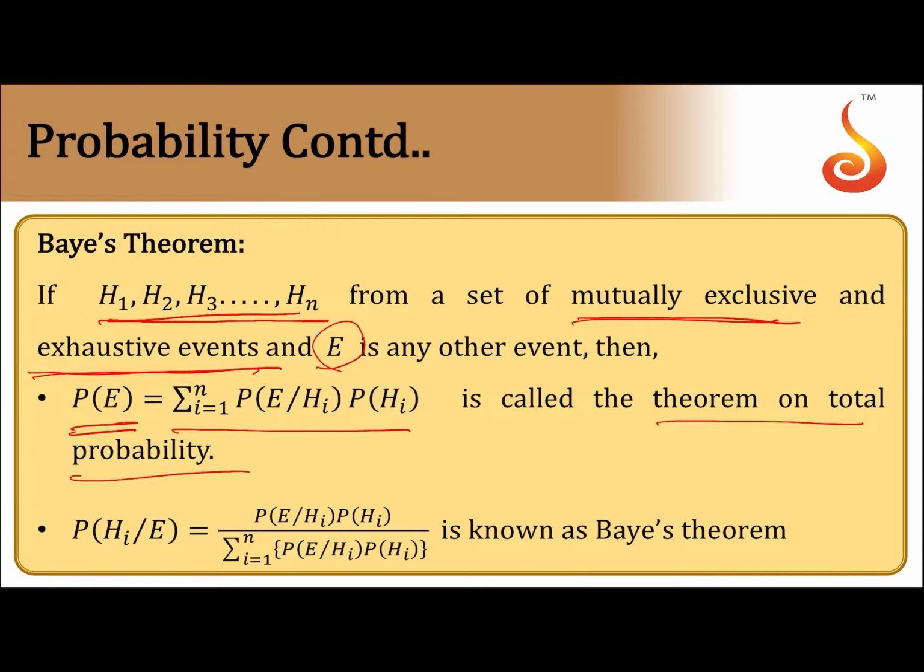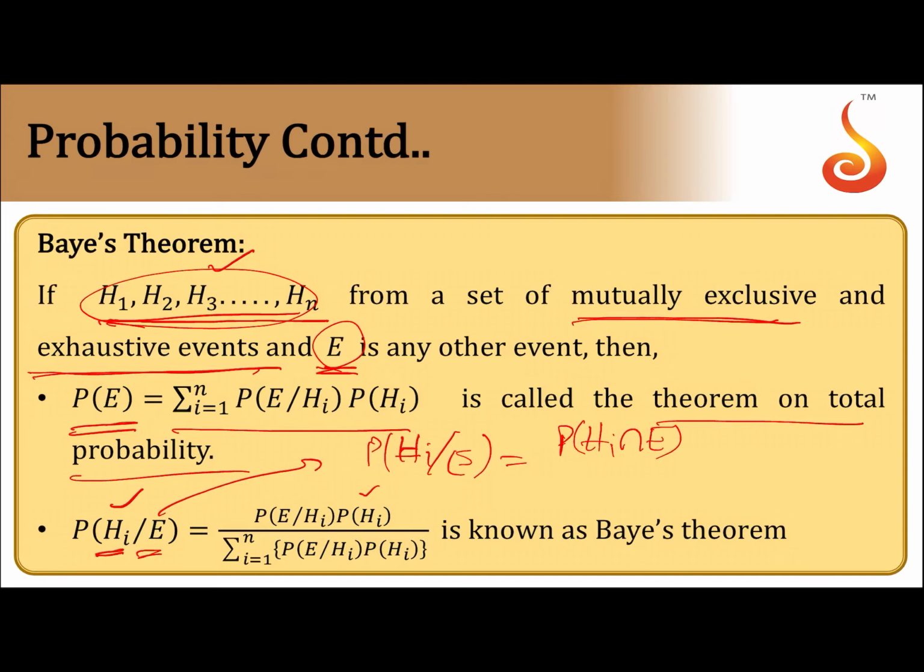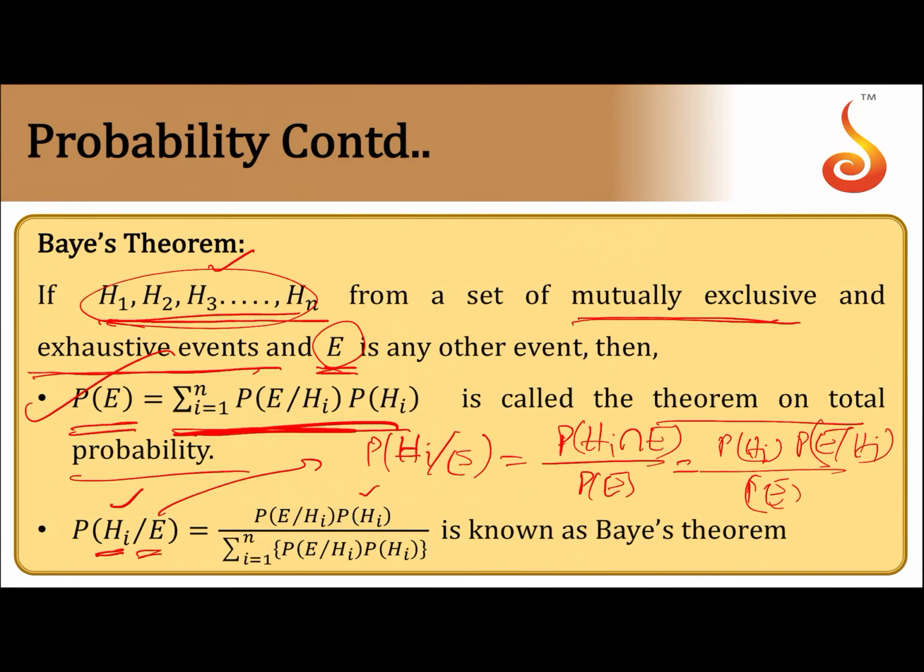But if Hi represents one particular event in the sample space, given that E has already occurred, then the probability of Hi given that E occurred is equal to the probability of E given Hi into the probability of Hi, divided by the probability of E. According to the multiplication theorem, the conditional probability of Hi given E is equal to the probability of Hi intersection E divided by the probability of E. According to the multiplication theorem on probability, that is nothing but the probability of Hi into the probability of E given Hi, divided by the probability of E. And that probability of E can be written from here and replaced. You will get this formula, and this is called Bayes theorem.